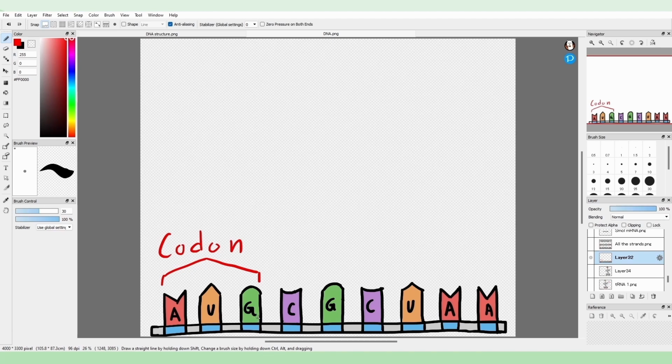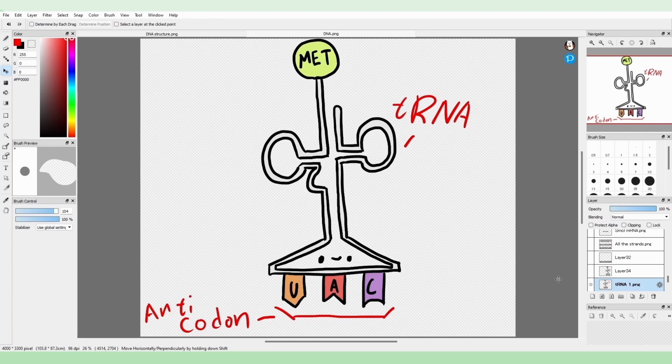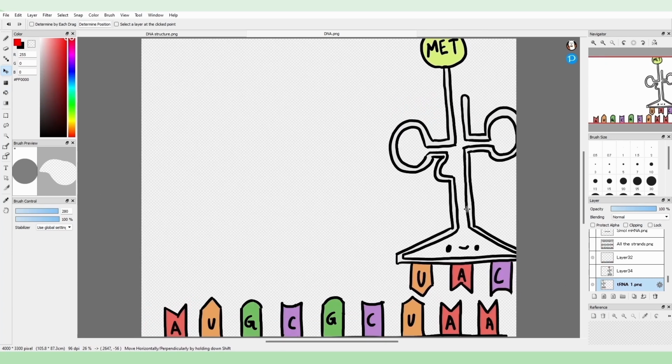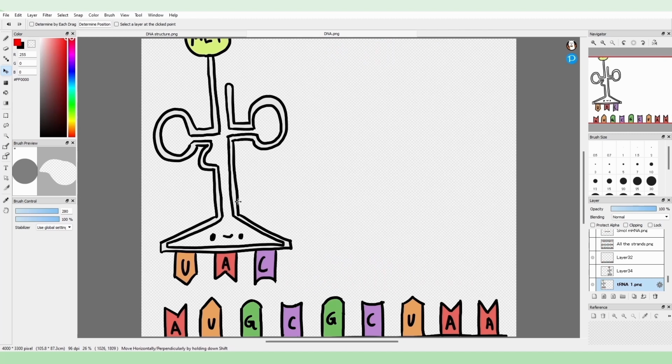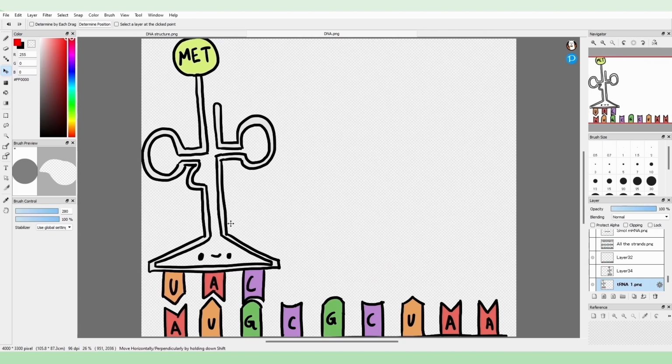AUG code for methionine. As the ribosome reads each codon of the mRNA, it directs tRNA to bring the amino acid into the ribosome. The tRNA have specific anticodons that are nitrogenous bases that are complementary with the bases of the codons of the mRNA. So now I'm going to demonstrate how this works. So the tRNA with an anticodon of UAC comes in that bonds with AUG, which means the amino acid that it brings in would be methionine.